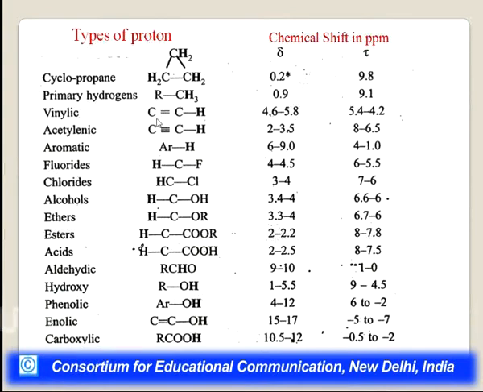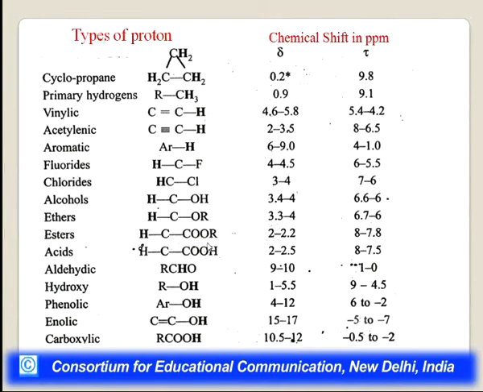Vinylic, acetylenic, aromatic: 6 to 9.0 in delta, or tau value 4 to 1.0. For fluorides, 4 to 4.5 and 6 to 5.5 tau value. Chlorides, 3 to 4 in delta, and for tau 7 to 6. For alcohols, the value for delta is 3.4 to 4 and 6.6 to 6 for tau. This is for ethers, ROR, 3.3 to 4, and the tau value ranges from 6.7 to 6.